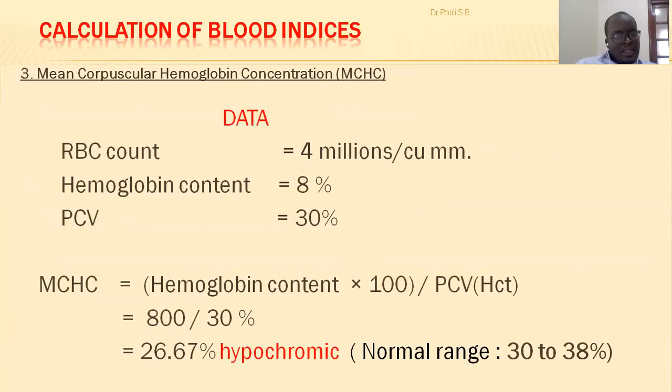So how do you calculate it? There's a formula. So MCHC is equivalent to hemoglobin content multiplied by 100 divided by PCV. So if your hemoglobin content is 8% or 8 grams per deciliter, so 8 multiplied by 100, it will give you 800. Your PCV is 30, divided by 30, it will give you 26.67. So 26.67 compared to the normal range. The normal range is between 30 and 38. So 26.67 is reduced. So it's hypochromic.